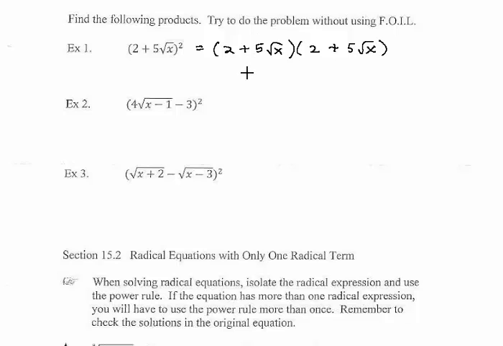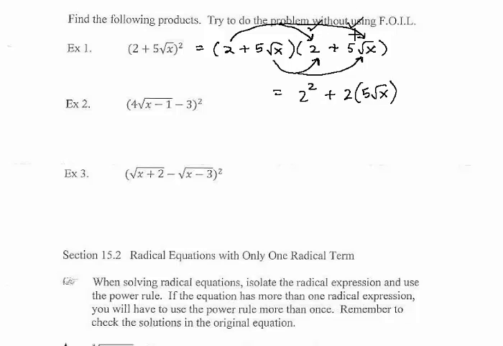Alright, and to apply the FOIL method, we would take the first term of the first binomial, and multiply it times the entire second binomial. Likewise, we take the last term and multiply it by the two terms in this second binomial. So this is the FOIL method. What we get here is a 2 squared, plus a 2 times 5 square root of x. Okay, so that takes care of these two products.